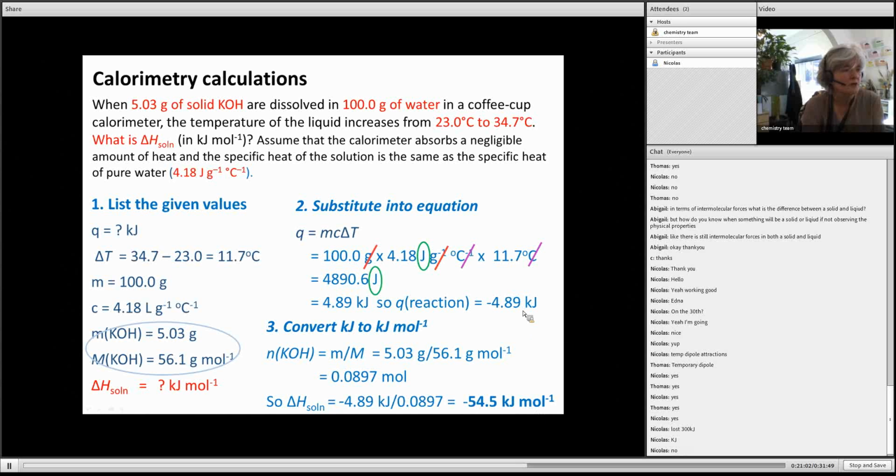So if you've forgotten the equation, use the units and you can work it out. The units here at the end would also help you in kilojoules per mole. You know you've got to do the next step. You can't just leave it there because your units are kilojoules.